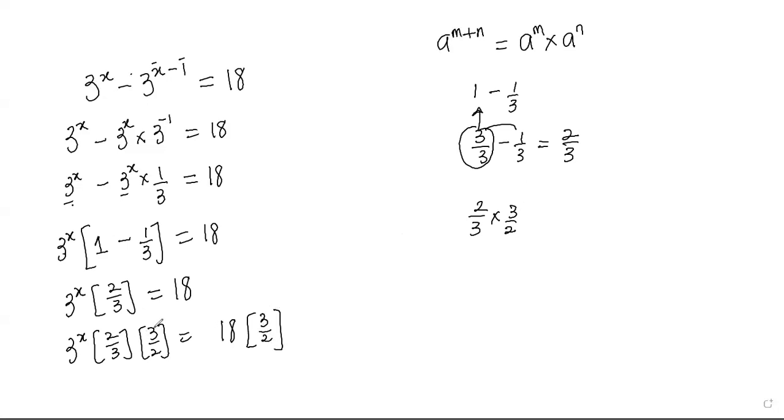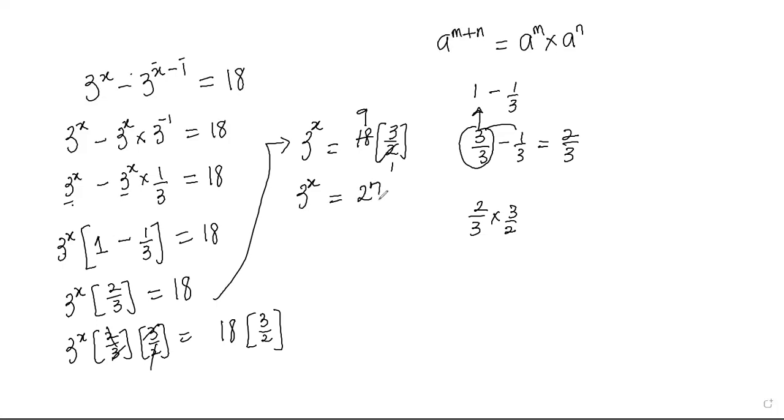The idea is that this will cancel out, this will cancel out, and now you're left with 3 to the power x on the left-hand side only, equal to 18 times 3 over 2. Of course, 2 here is 1. 2 in 18 is how many? It's just 9. Then 9 times 3 is 27. So you have 3 to the power x is equal to 27.